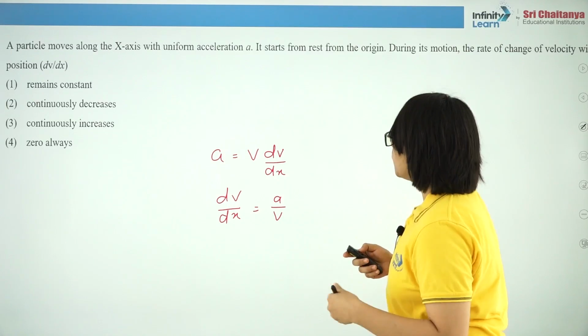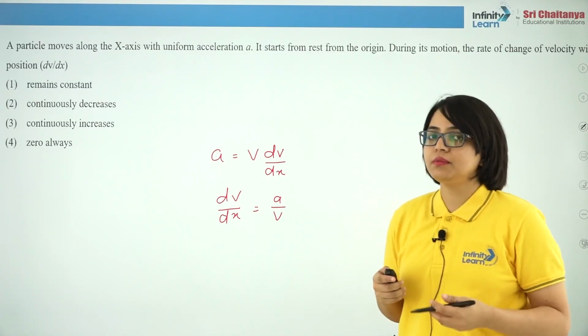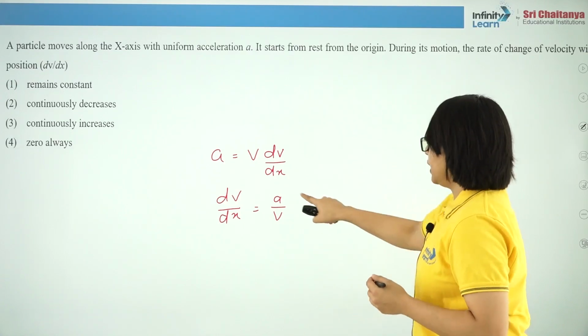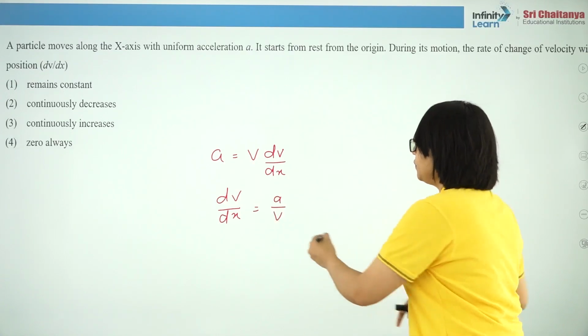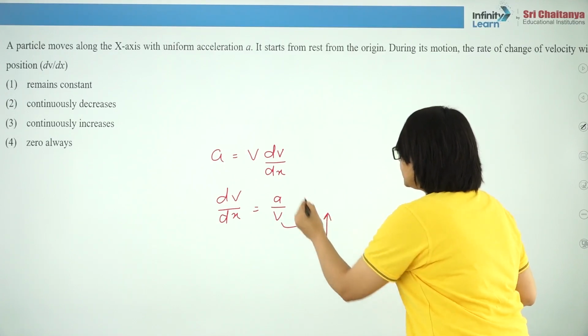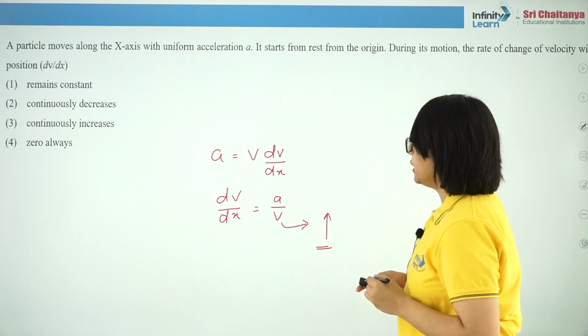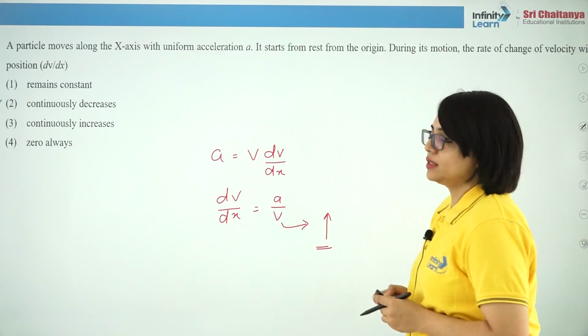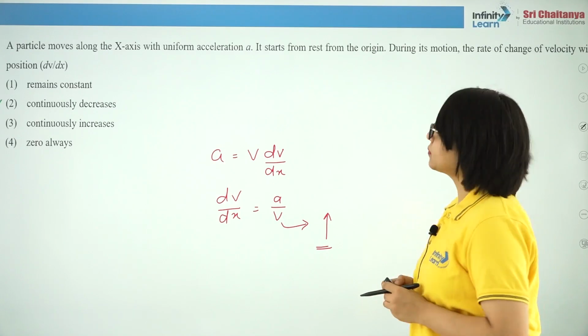Now, the particle is moving with uniform acceleration, that means with time its velocity will increase. So, if a upon v is dv by dx and v is in the denominator and it is increasing with time, that means the overall quantity will decrease, right. So, dv by dx will continuously decrease, which is option 2.